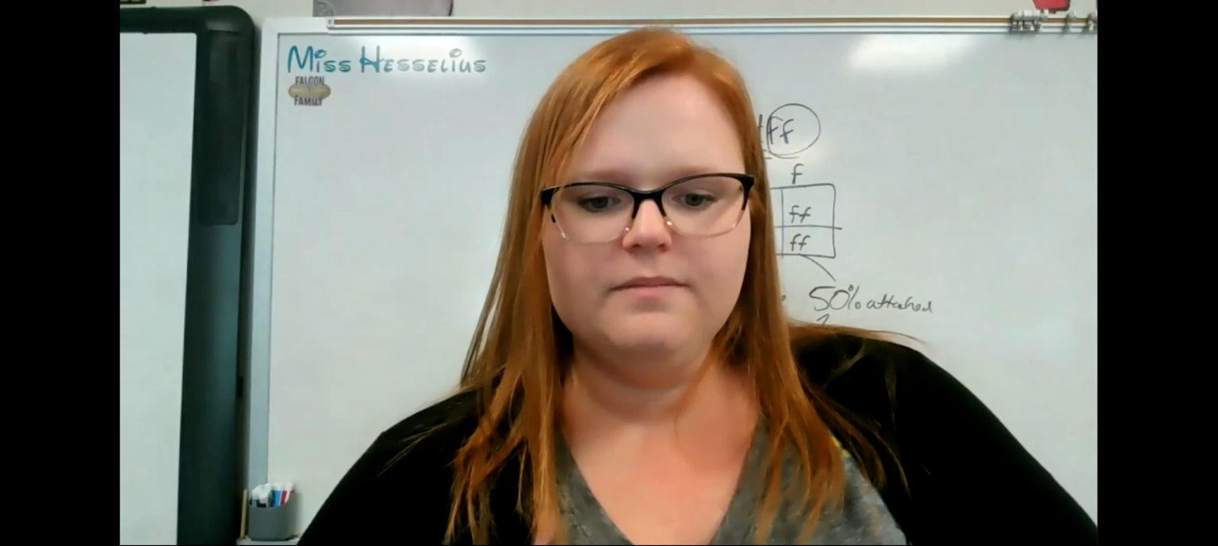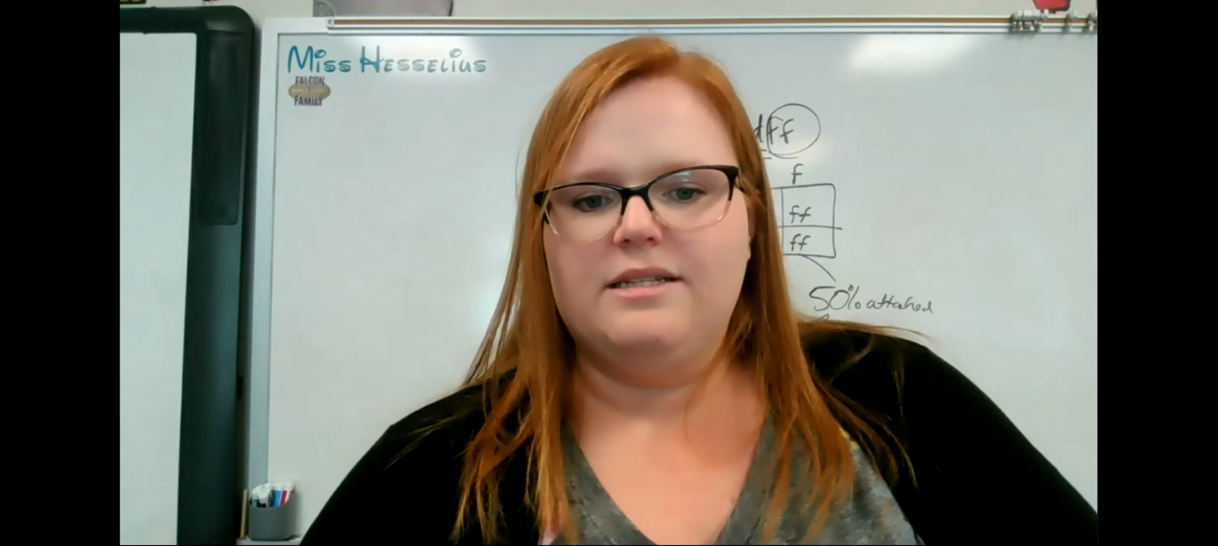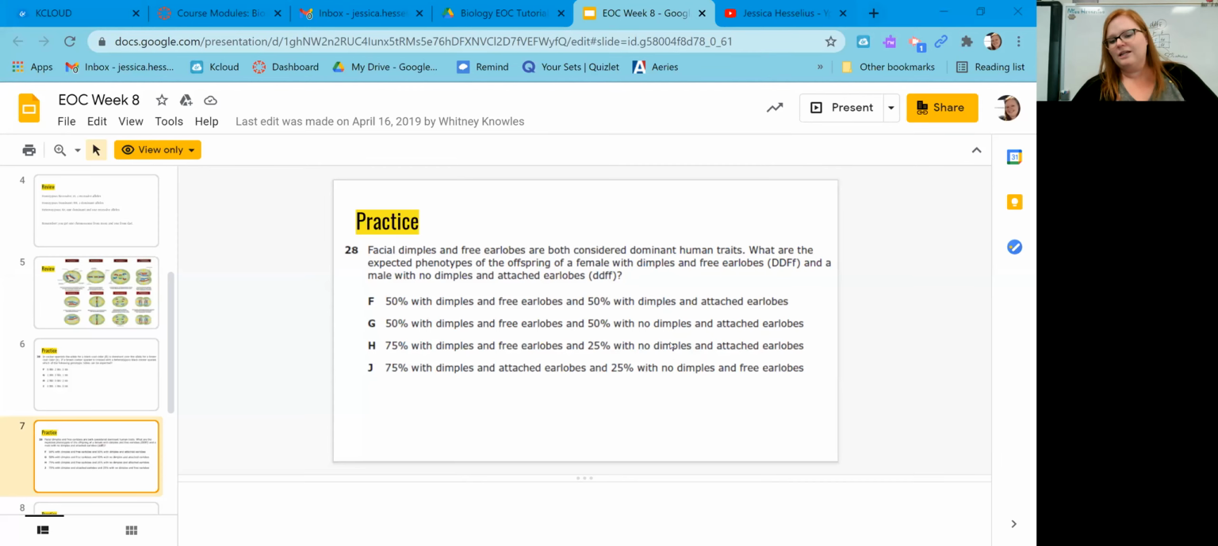So any answer choice that says no dimples, we can eliminate. That's 1, 2, 3. We can eliminate G, H, and F just because we know all of them are going to have dimples because mom's homozygous dominant. So that means F is the correct answer. 50% of them are going to have dimples and free earlobes, which we had the 50% here. So dimples and free earlobes. And then 50% are also going to have dimples and attached earlobes. Those are the 2 options. So the answer is F.